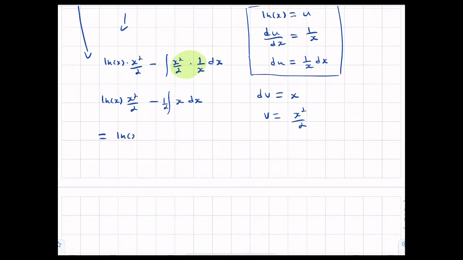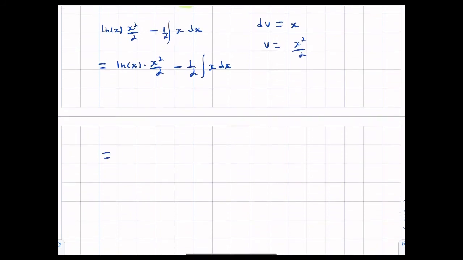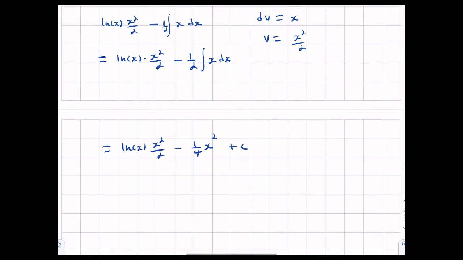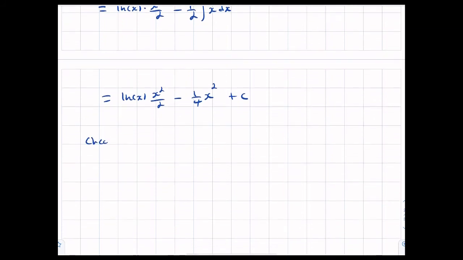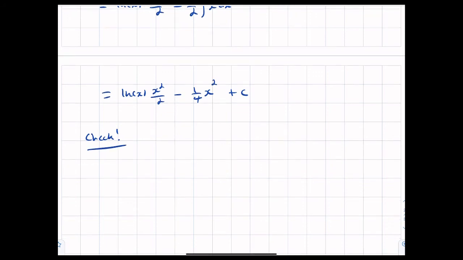So now we have ln of x times x squared over 2 minus 1 over 2 integral of x dx. And the integral of x is, of course, x squared over 2. So this is going to become ln of x times x squared over 2 minus 1 over 4 x squared, after I multiply that 1 over 2 by the 1 over 2, and then plus the constant. So that's it, but is it actually it? Well, I want to check before I move on with the test. I want to make sure that I haven't made some silly little mistake somewhere and lose marks.